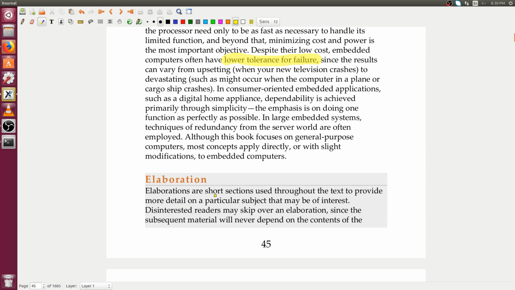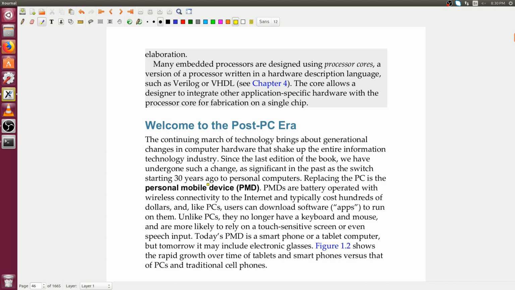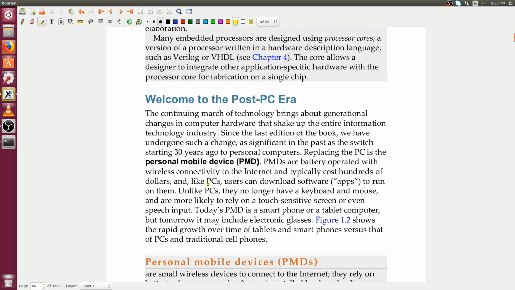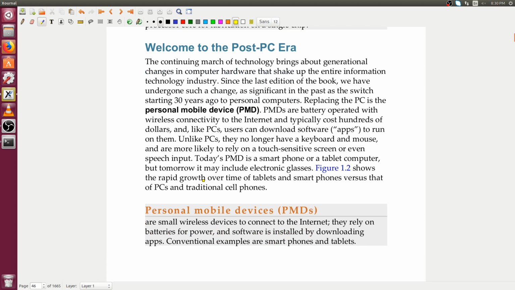Okay, so let's see. Welcome to the post-PC era. This is an interesting thought. The continuing march of technology brings about generational changes in computer hardware that shake up the entire information technology industry.